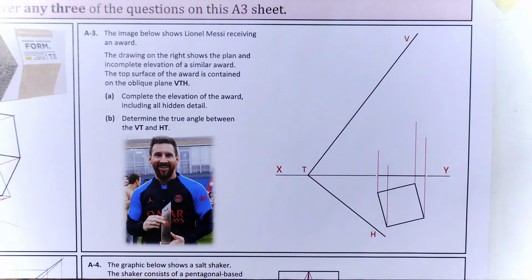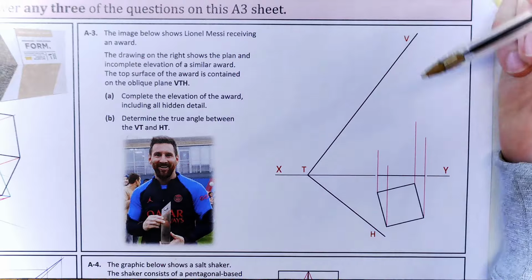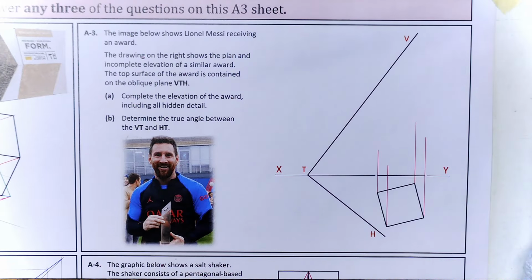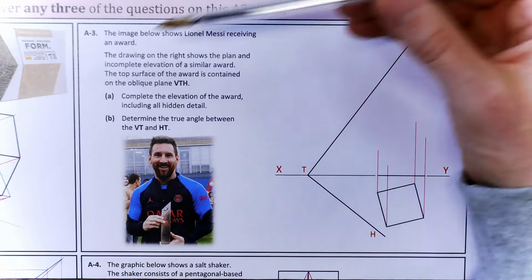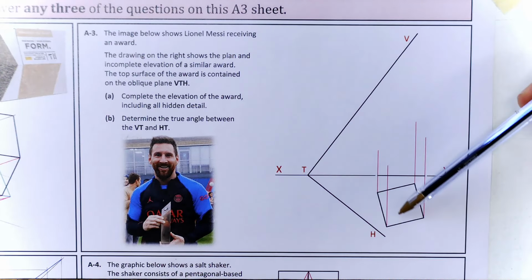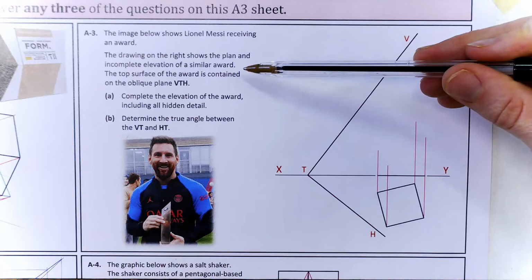Welcome back to 2025 question A3. This is an oblique planes question. The image below shows Lionel Messi receiving an award. The drawing on the right shows the plan and incomplete elevation for a similar award.